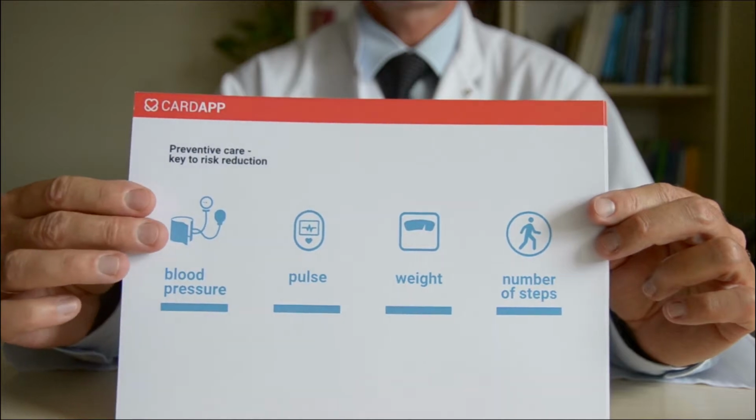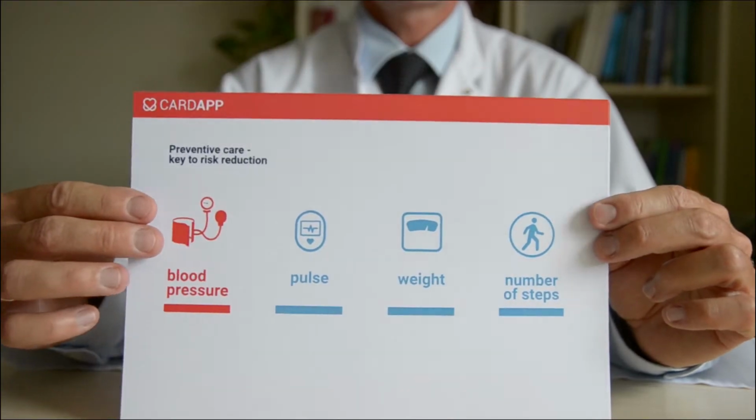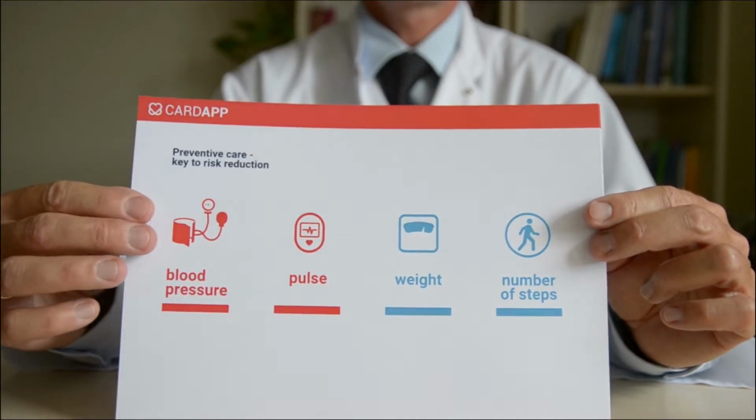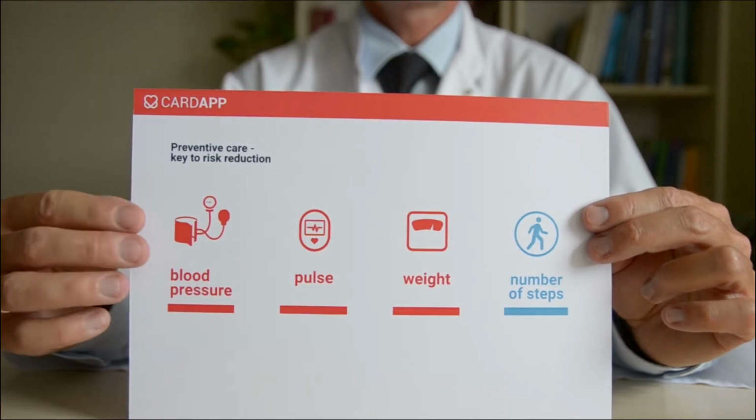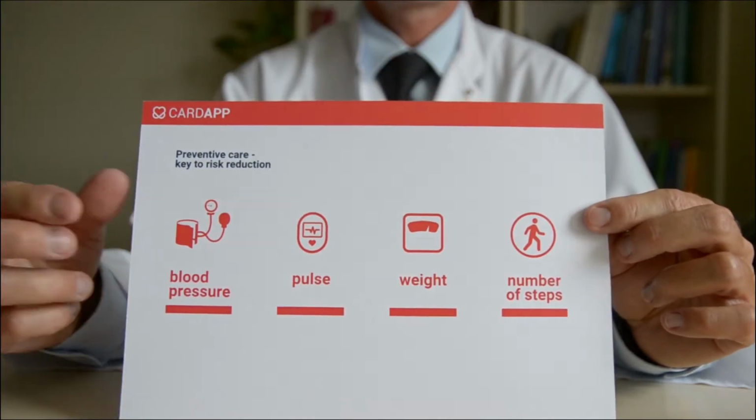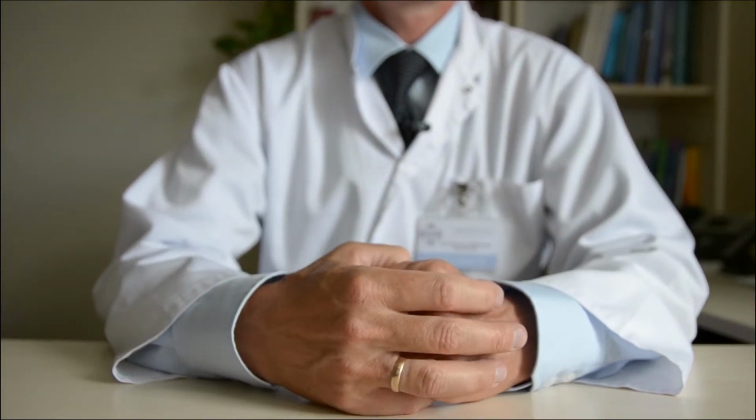The answer is basic health parameters such as blood pressure, pulse, weight, and the number of steps a patient makes. These are sufficient factors to assess whether a patient is in a risk group. This is where the idea of an algorithm that helps doctors make a decision comes from.